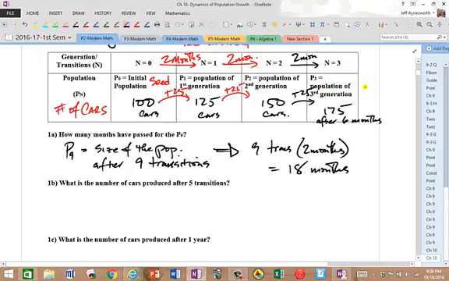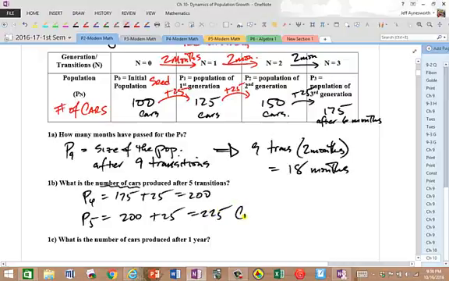All right, number 1b, excuse me. What is the number of cars after 5 transitions? Well, that's P sub 5. We know P sub 3, so let's find P sub 4 first. P sub 4 is 175 plus 25, which is 200. P sub 5 is 200 plus 25 equals 225 cars. No big deal.